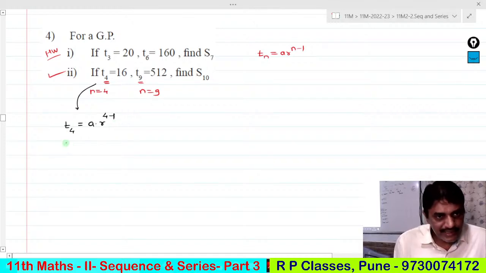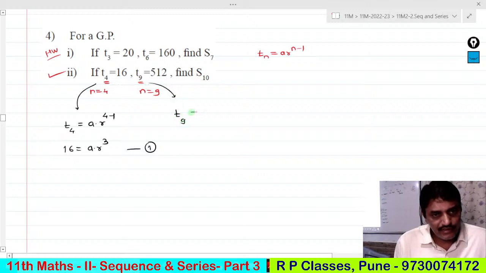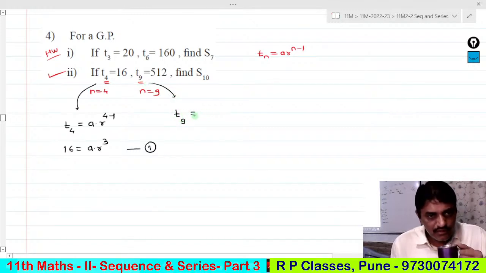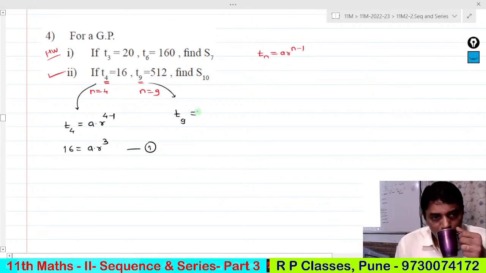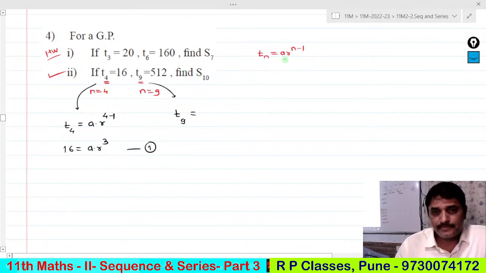मतलब T4 कितना दिया है? 16. 16 is equal to AR cube, correct? This is equation 1. इसके लिए लिखेंगे तो क्या लिखेंगे? T9. नहीं, n is equal to 4 है ना, n is equal to 4 है तो n minus 1 मतलब 4 minus 1 is 3. T9 क्या आएगा फॉर्मूला? A into R raised to 9 minus 1.